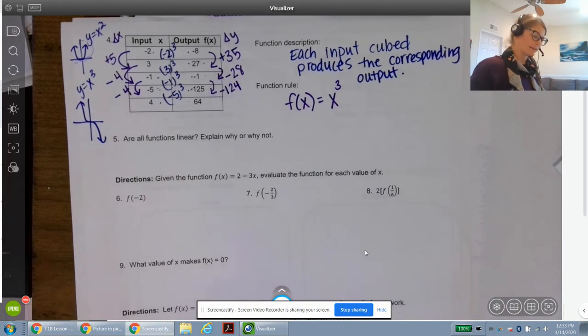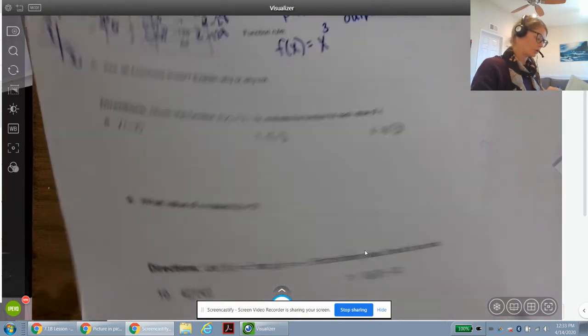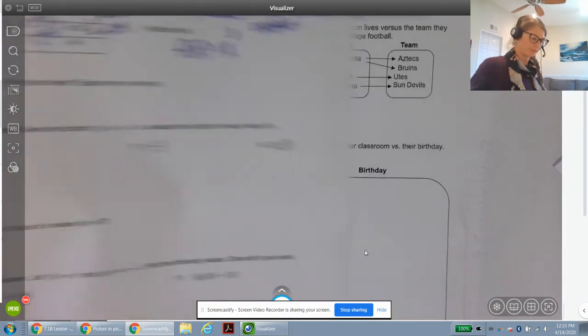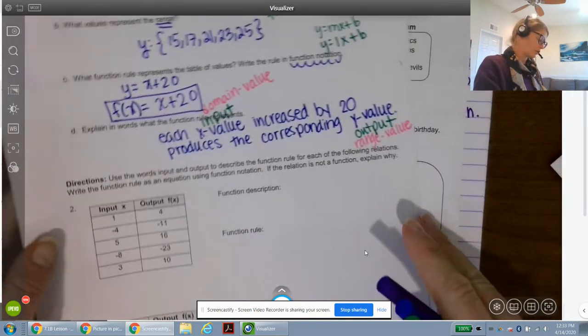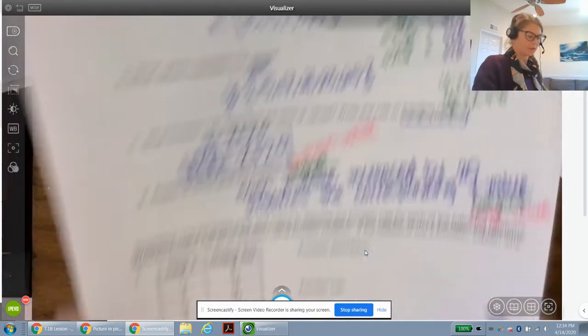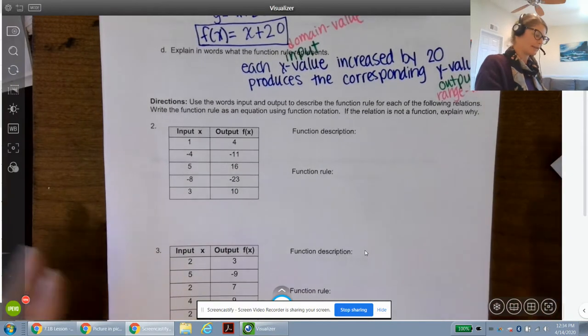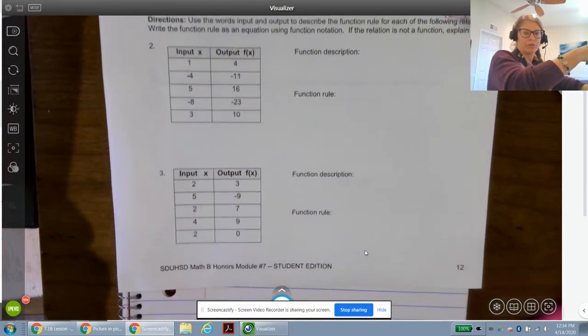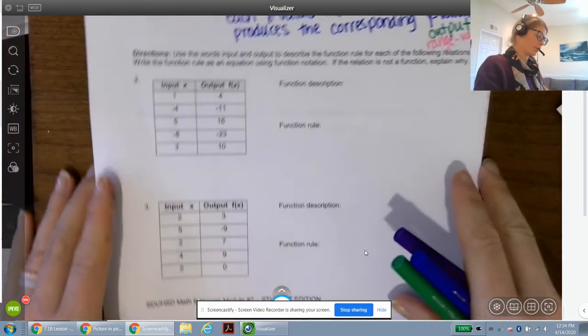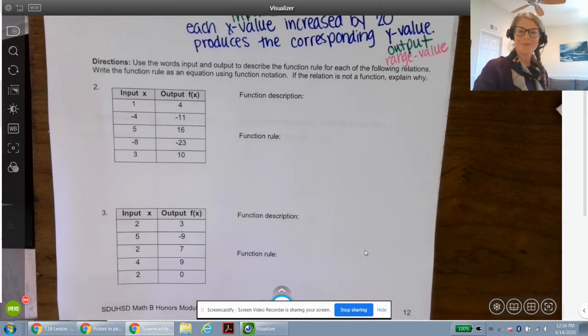Are all functions linear? Oh, we'll get back to that in a second. So we're going to go back to number 2 and 3. And you're going to pause me, please and thank you, and go through 2 and 3 and start me back up when you finish, and we'll see your awesome work that you did together. Thanks for pausing the video.